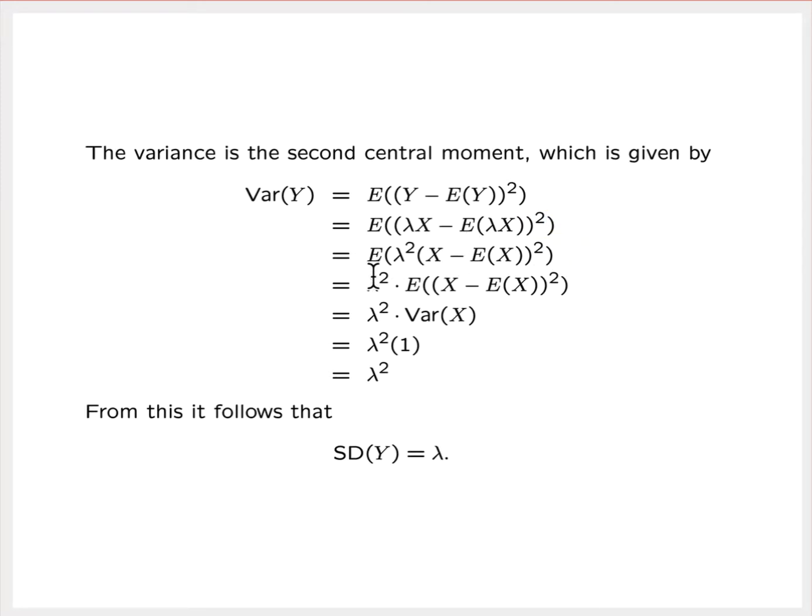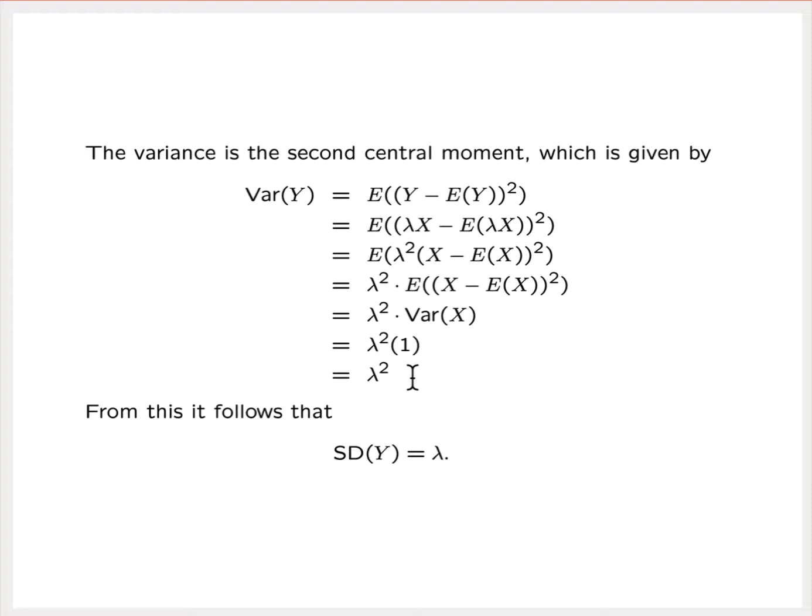And so I have the expected value of lambda squared times the square of x minus its expected value. Because lambda squared is a constant, and because of the linearity property of the expectation operator, I can pull that out as well. So I have lambda squared times the expected value of the square of x minus its expected value. And I'm sure you immediately recognize that expectation is just the variance of x. Well, we showed that the variance of x is equal to 1. And so the variance of y is equal to the square of the parameter lambda.